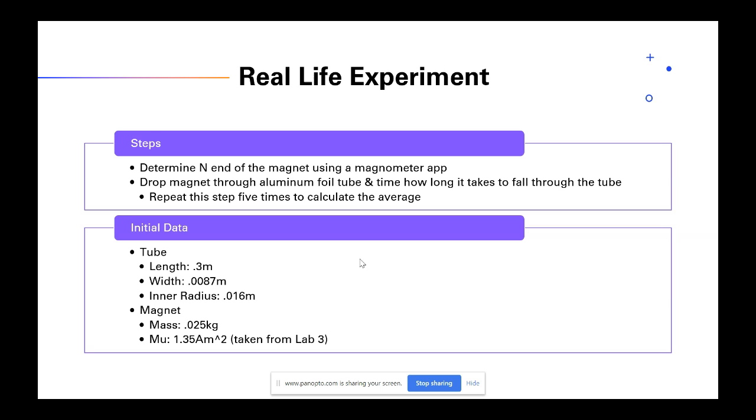The length of the tube was 0.3 meters, the width was 0.0087 meters, the inner radius was 0.16 meters. The mass of the magnet was 0.025 kilograms, and its mu was 1.35 amps meters squared, which was a value taken from our previous data from Lab 3.